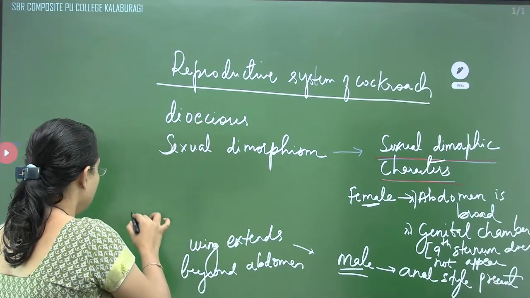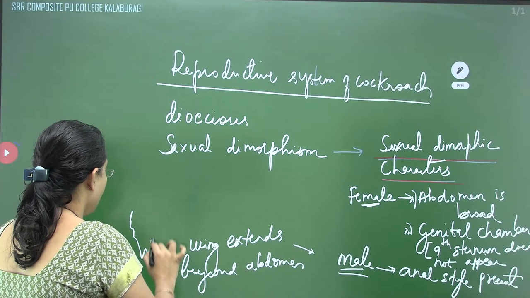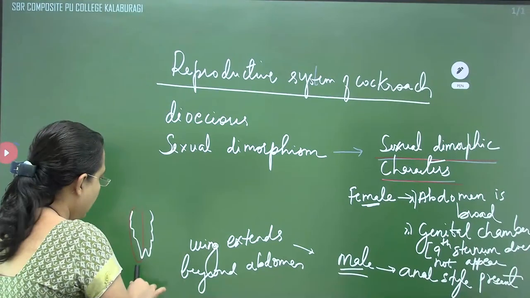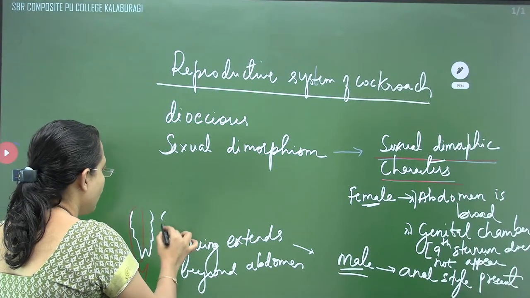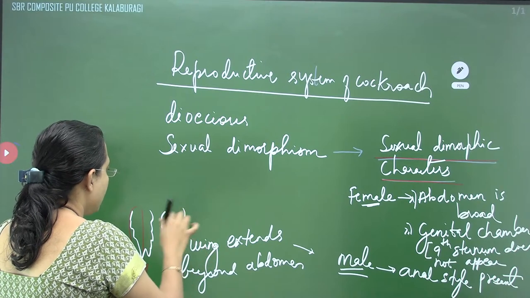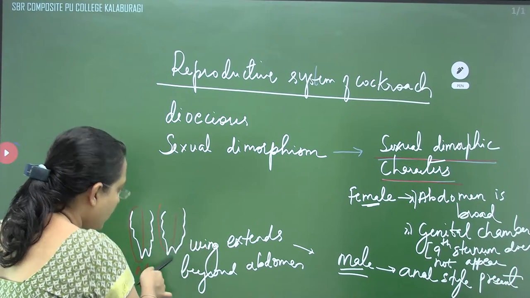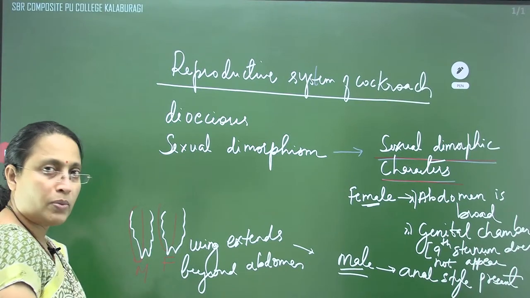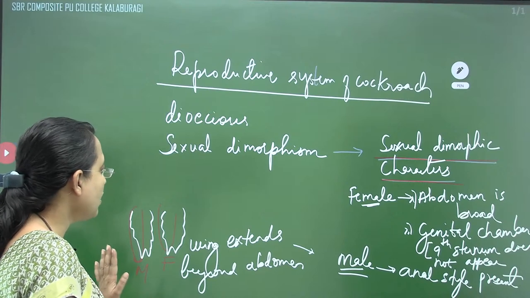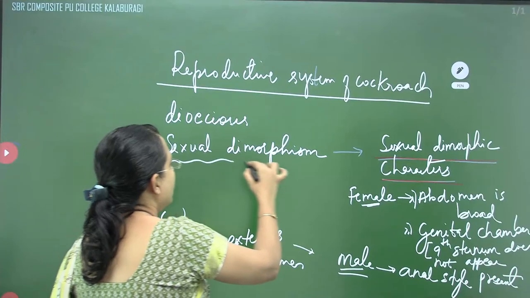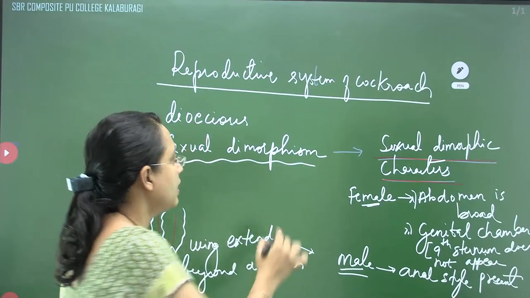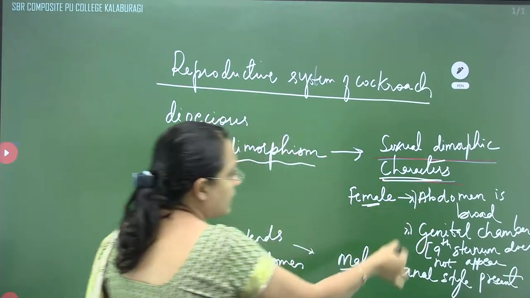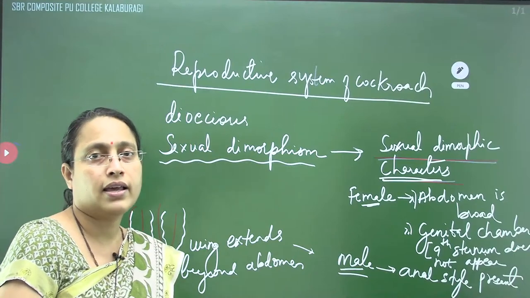What it means is, the wing is present on the abdomen like this in case of male and extends beyond it, but in case of female, the wing is not able to go beyond the abdomen. So that is about sexual dimorphism. Sexual dimorphism is explained by sexual dimorphic characters, and these are some of them.